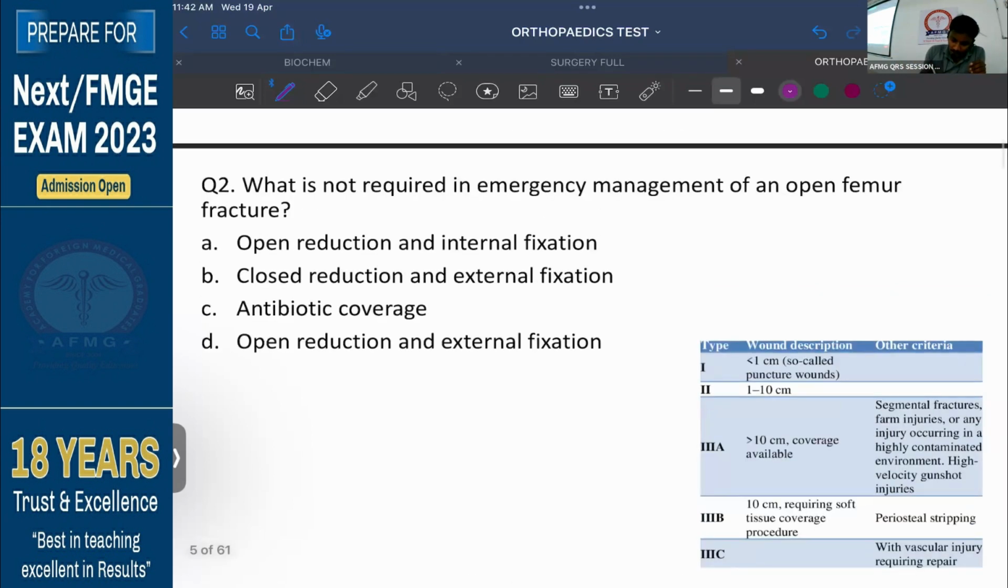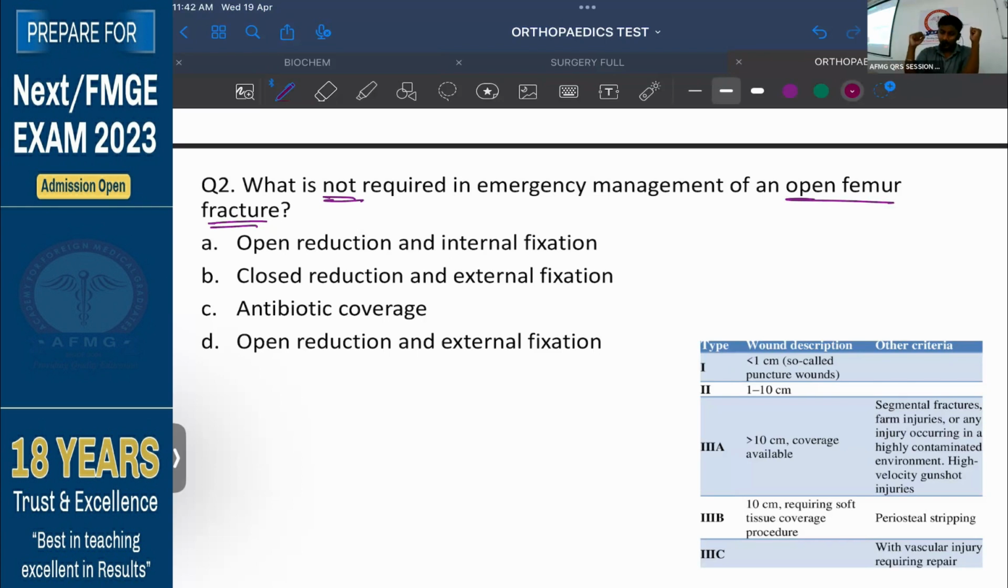Question number 2, what is not required in emergency management of an open femur fracture? I hope all of you are quite aware fractures can be classified as two types, open and closed. What do I mean by open? Open fracture, also called compound fracture, where the hematoma which is formed at the fracture site will communicate with the external environment. Whereas a simple or a closed fracture is the one where the hematoma is not communicating with the external environment.